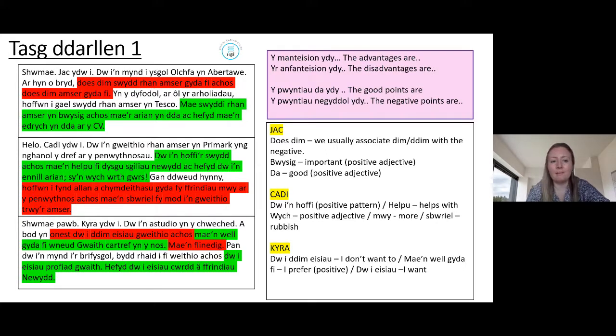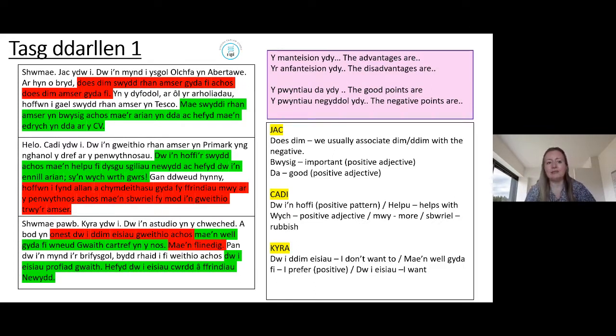Mae swyddi rhan amser yn bwysig. So think back to what bwysig is, important. So swyddi, a job. So part-time jobs are important. Achos mae'r arian yn dda. The money is good. So once again, that word dda, da, good, adjective, positive adjective, insinuates that's a positive sentence. Ac hefyd, mae'n edrych yn dda ar y CV. And it looks good on the CV, okay? So you can see there, one negative and one positive from Jack, those sentences there.